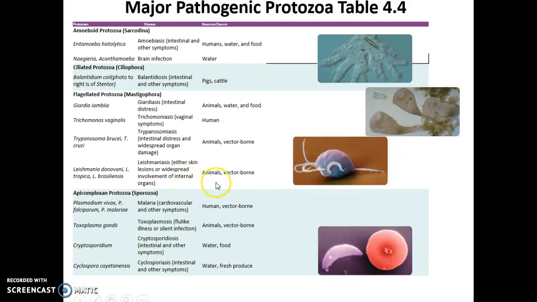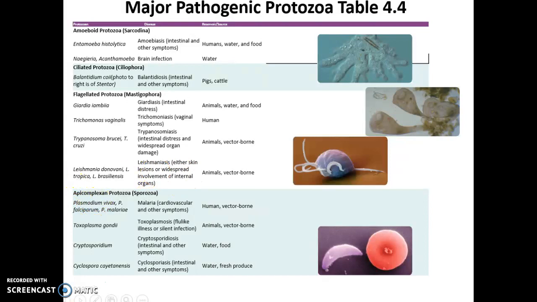Again, animals are the sources, sometimes vector-borne, but you can sometimes get this by eating improperly cooked or improperly stored meat. A lot of times it's also skin lesions. So if you are butchering or skinning a wild animal that might have this disease, and you have a sore on your hand or a small cut, the organism can get in there, and that's how you would develop a skin lesion.